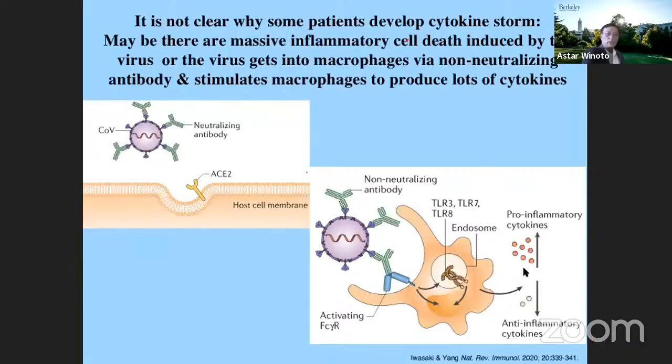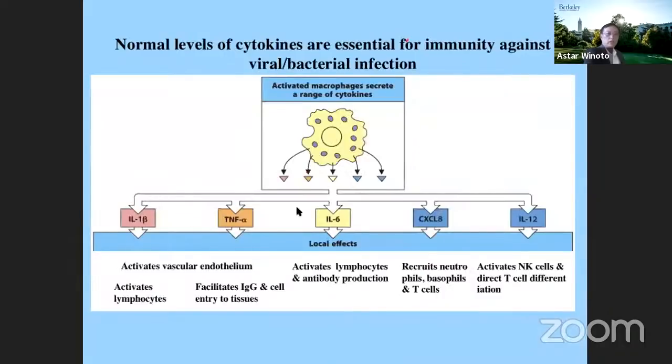Just to give you a quick example, cytokines, when present at normal levels, like IL-1 and TNF-alpha, can activate the vascular endothelium and facilitate IgG and cell entry into tissues.